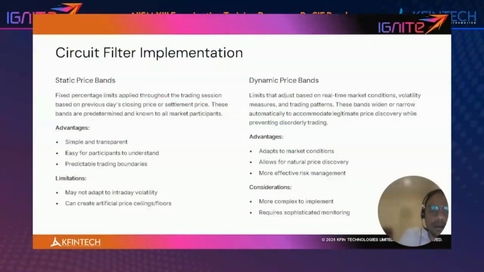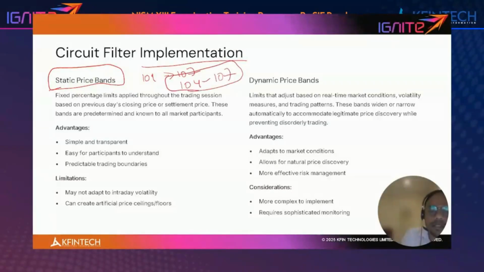How is the circuit filter implemented? Static price bands, as I explained. If it started at 104, current price is 107, they will say we'll accept orders only in the range of 104 to 107. Anything above 107 will be rejected. The advantage is it is simple, transparent to understand, and gives predictable trading boundaries because you have a range. It might not adapt to intraday volatility and can create an artificial price ceiling and floor.